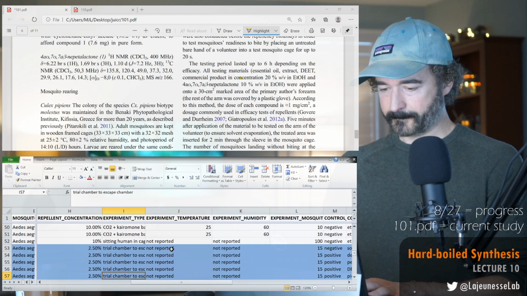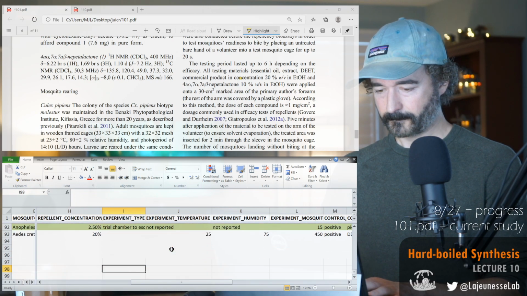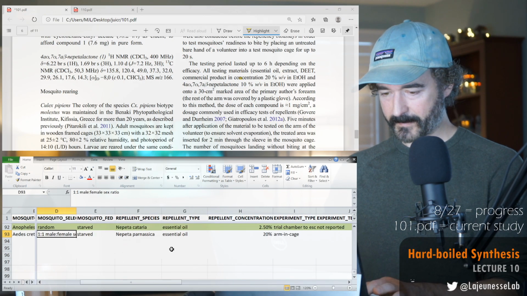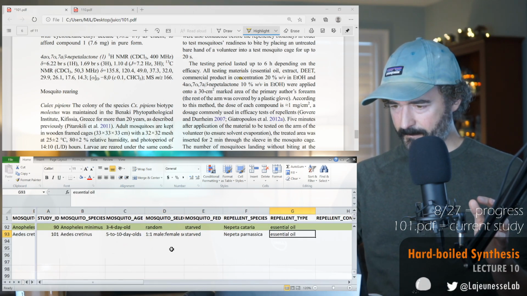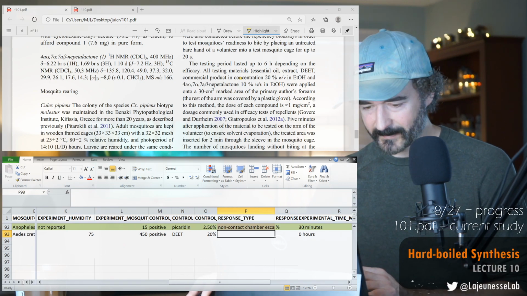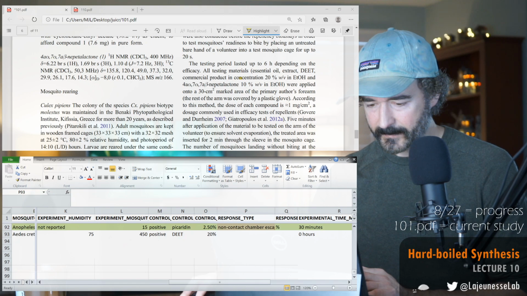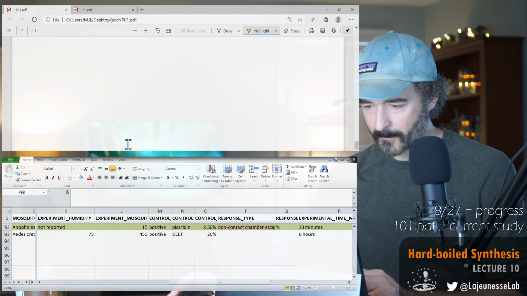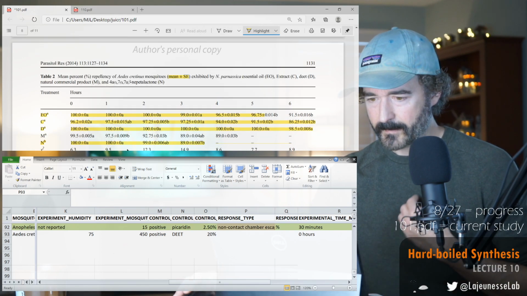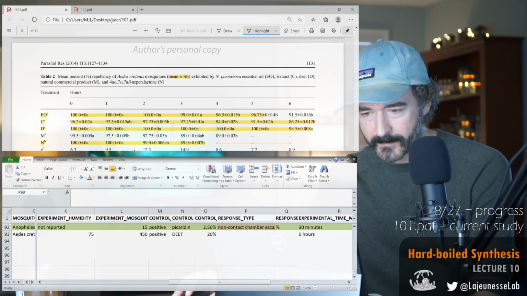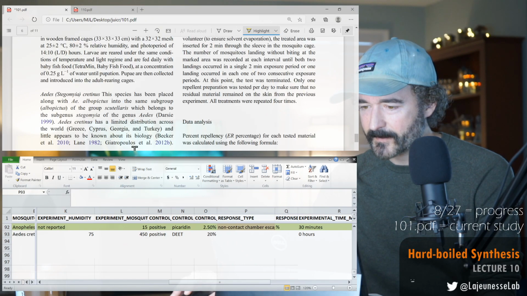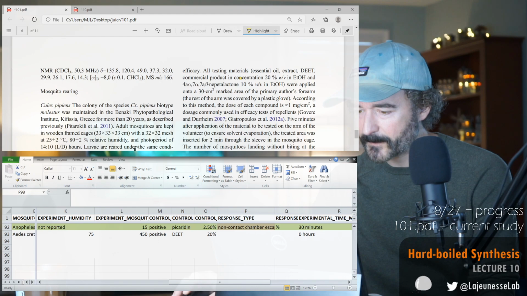Okay. Cage, we got all that filled. Response type could be landing times. Let me verify. Table 2. Percent repellency. Well, okay, that's not useful. Letters above. Maybe they're using an equation here again, which would not be ideal.